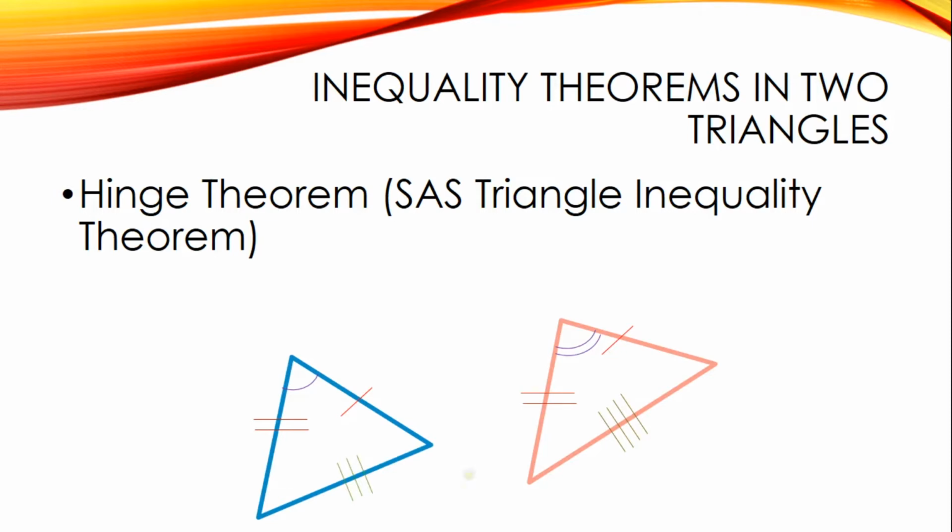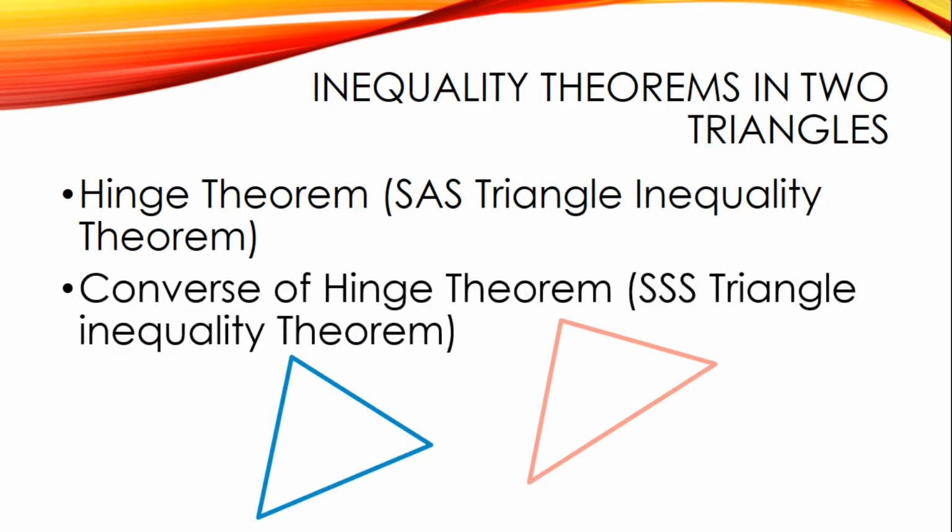And we have also the converse of the hinge theorem, also known as the SSS triangle inequality theorem. It states that if two sides of a triangle are congruent to the two sides of another triangle, but the third side of the first triangle is longer than the third side of the second triangle, then the included angle of the first triangle is larger than the included angle of the second triangle.